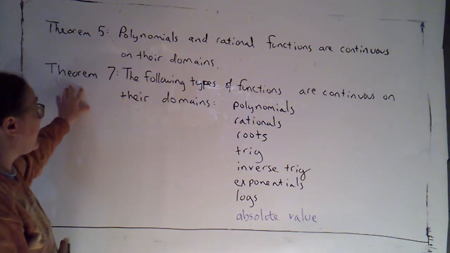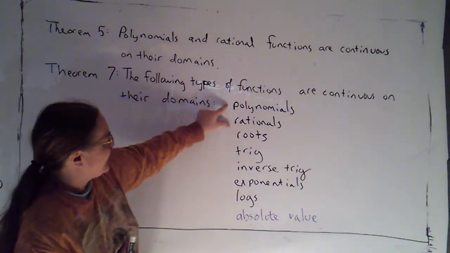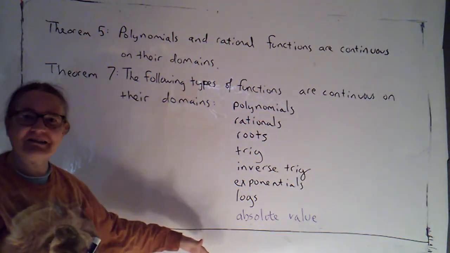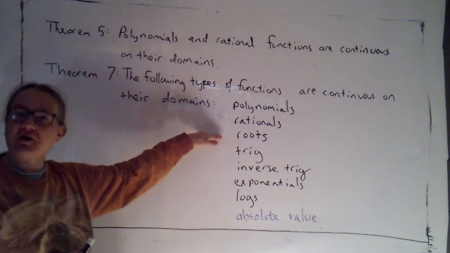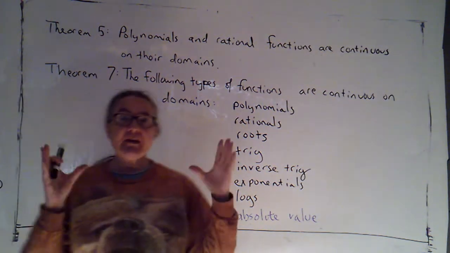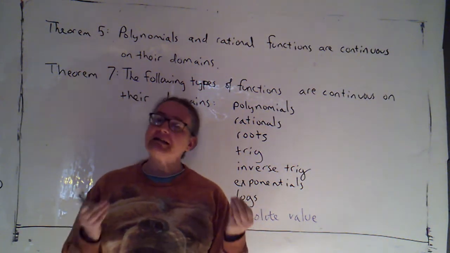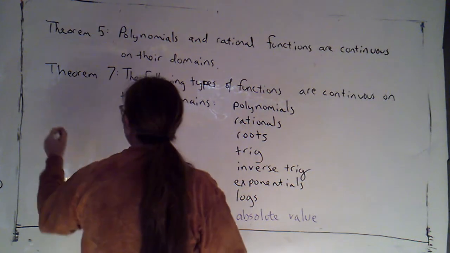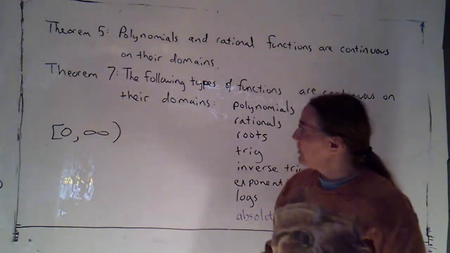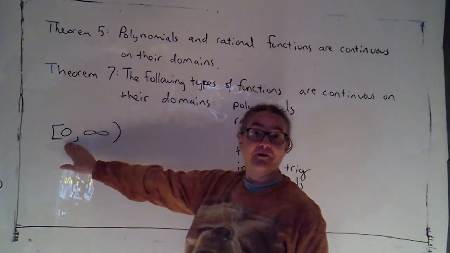And then Theorem 7 repeats that information. It reminds us that polynomials and rationals are continuous on their domains, and it just adds to the list. So root functions are continuous on their domains. Now for that, we did need to modify our definition for even roots, because even roots are going to have as their domain this interval from 0 to infinity, including that finite endpoint of 0.